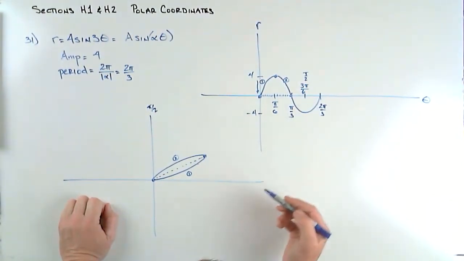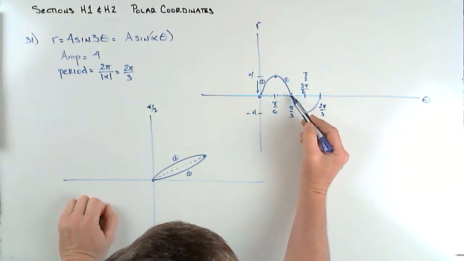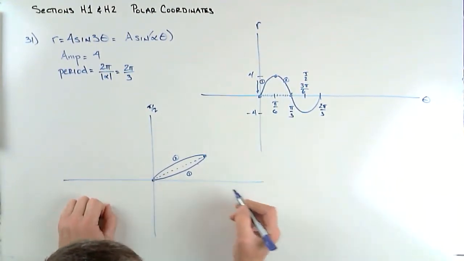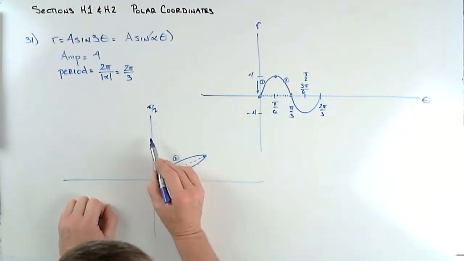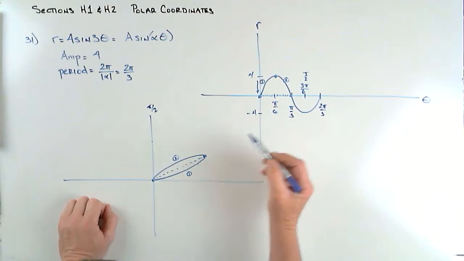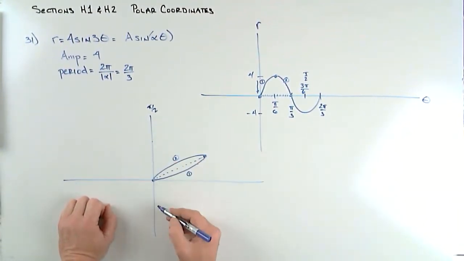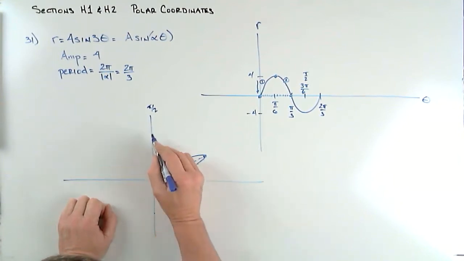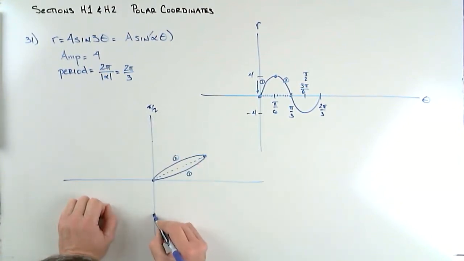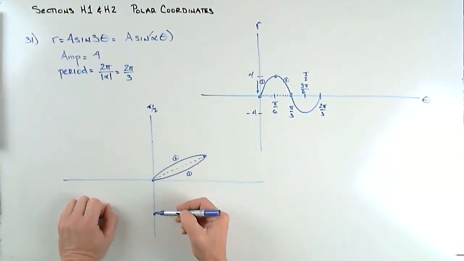It's negative. At π over 3, we're at 0, back on this dot. But as we move to π over 2, we're 4 units away, but negative 4 units away. Negative 4 means we reflect through the pole. So even though we're at π over 2, because our r is negative, we reflect through the pole.